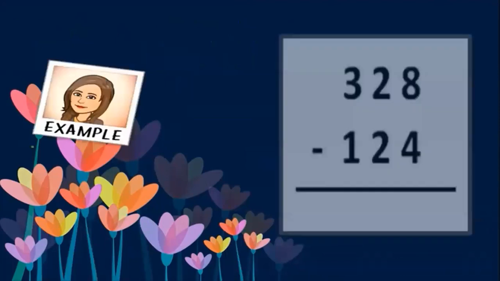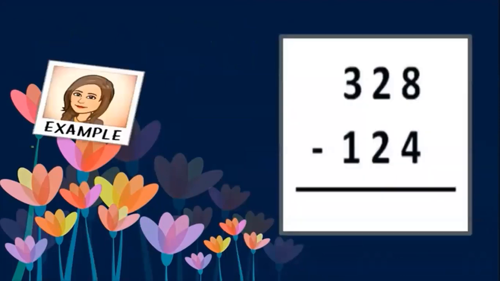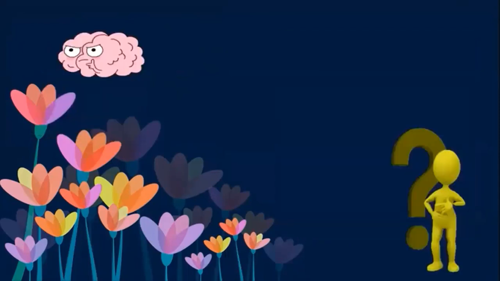For example, we have 328 minus 124. First, we're going to subtract the ones column. So we have here 8 minus 4, then we get 4. For 2 minus 2, the answer is 0. For 3 minus 1, then we get 2. So the answer in 328 minus 124 is 204.